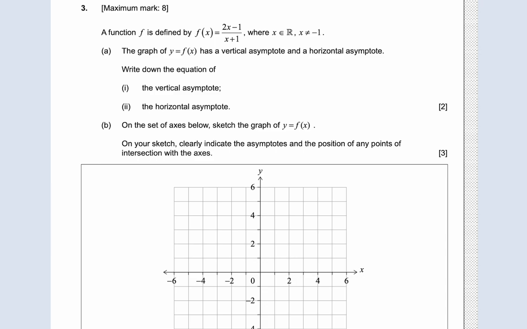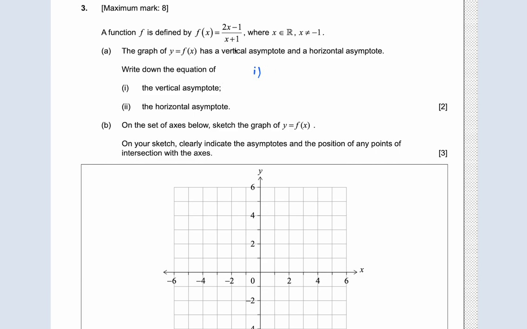Okay, question 3. Okay, here's f of x. Write down the equation of the vertical asymptote, right? Because I'm going to write here. You obviously never write here. You're supposed to write in the box below, but I just want to write here so we can see.